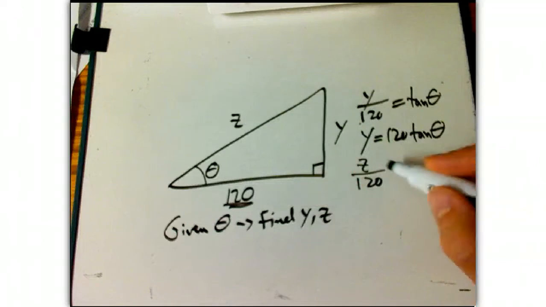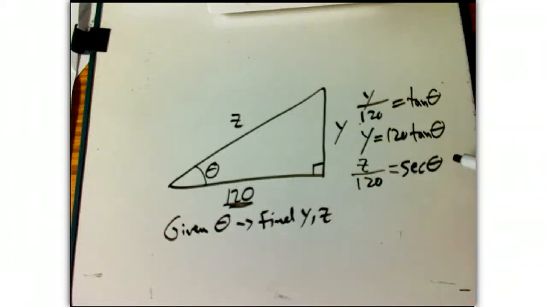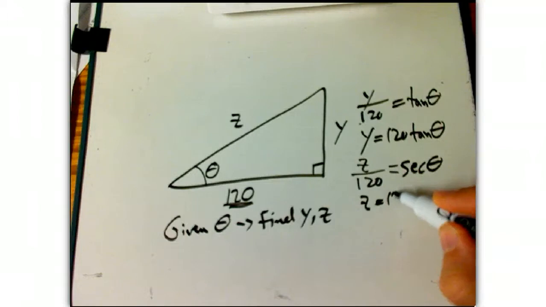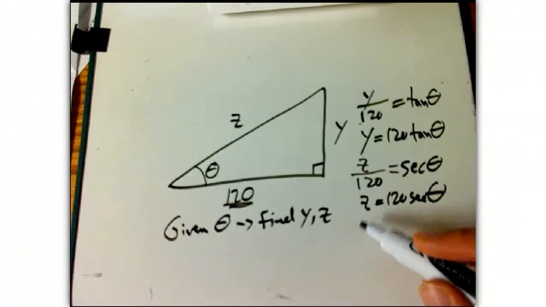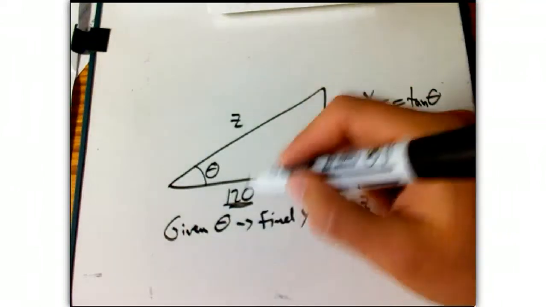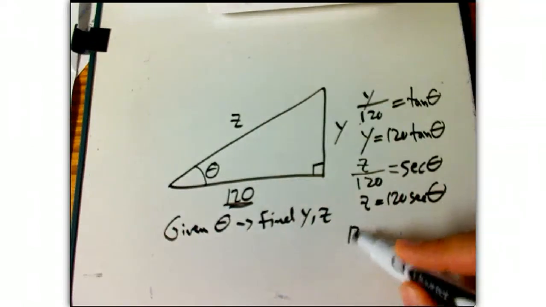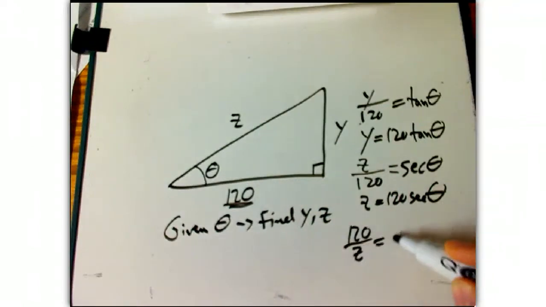If we memorized that, that's equal to secant theta, and then it's easy: it's 120 secant theta. If we haven't memorized all six trig functions, you should definitely have sine, cosine, and tangent memorized. Suppose we just knew cosine. I know adjacent and hypotenuse, and that has to do with cosine. We could just say 120 over z is cosine theta.